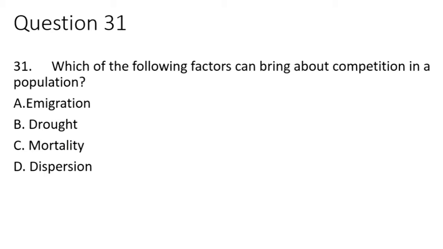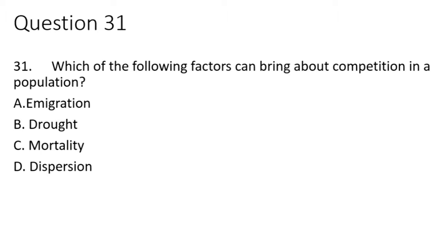Droughts, mortality, and dispersion. Mortality has to do with death. If the organisms are dying, they cannot compete with themselves again. When they are dispersed, when they are moved to different places, when they are scattered, that does not create room for competition. But when there is drought, the available water, the organisms will compete for the little available water.